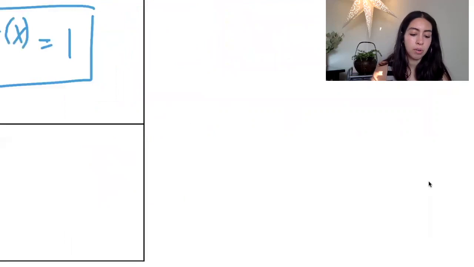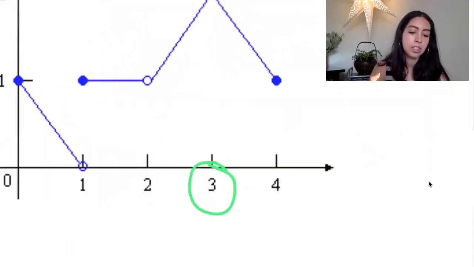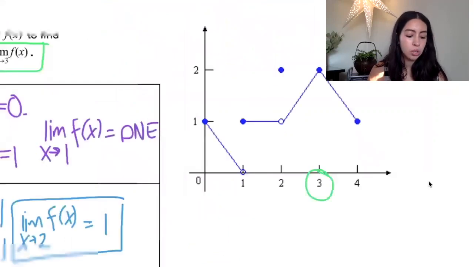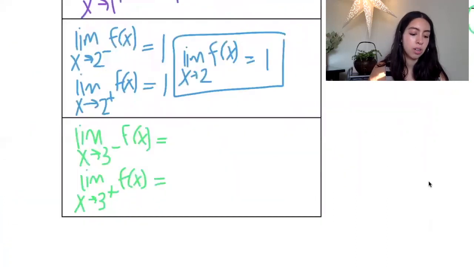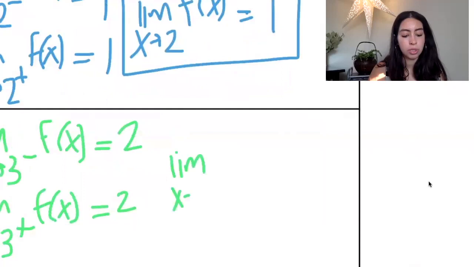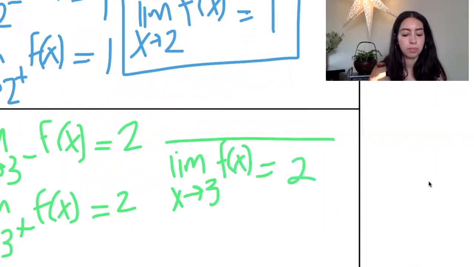And looking at the graph, I actually see pretty quickly here. From the left, it's leading us up to y equal to 2. And from the right, it is also leading us up to y equal to 2. So since both sides are 2, my limit as x approaches 3 of the function f of x is 2.